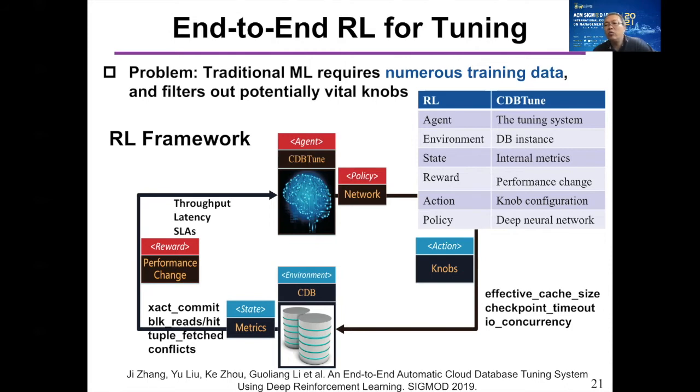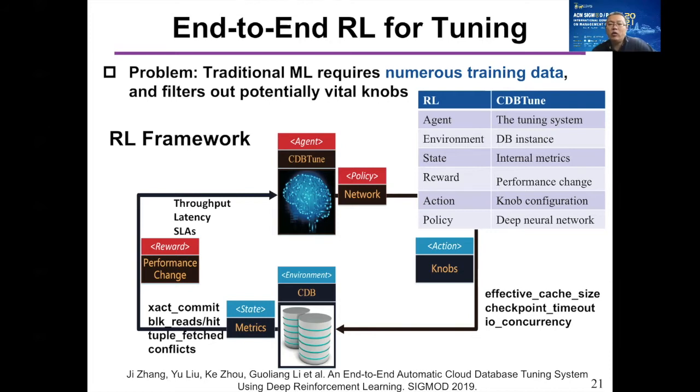For example, given a new workload, we run the workload and we get the metrics. Based on the metrics, we know how we can tune the knobs. So this is the pipeline. For example, which knob do we want to tune? For example, the cache size, the checkpoint timeout, IO concurrency.